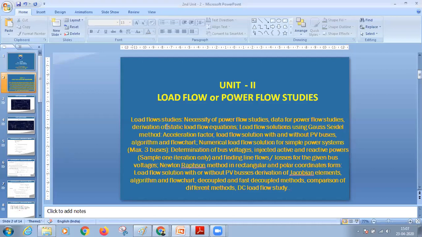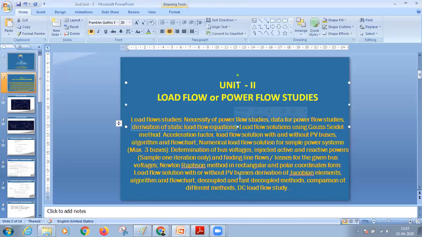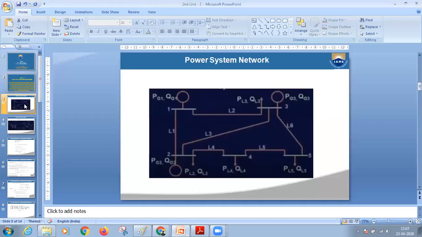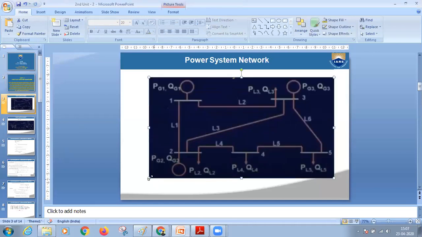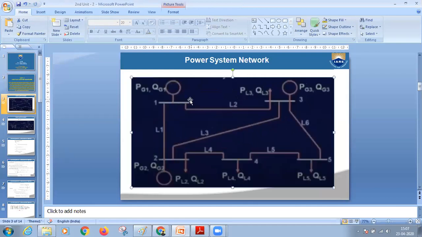We are going to derive the static load flow equations. Let us consider a power system network consisting of 5 buses: 1, 2, 3, 4, 5. So there are a total of 5 buses here. At each bus, the parameters specified are also given here.